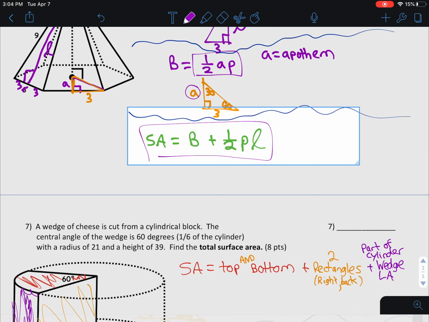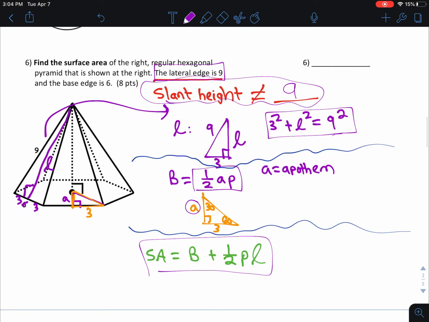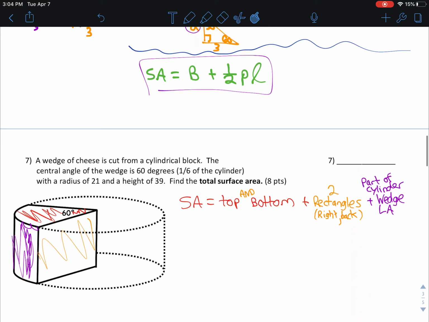Again, I think a lot of you guys, once you see that the slant height is not 9 and that you have to use the Pythagorean theorem this way, I think you're going to be able to crack that. So again, just be aware of that.